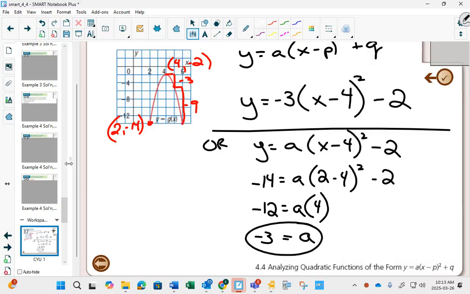Okay, questions that you can circle on this one are 3, 4, 5, and 7.